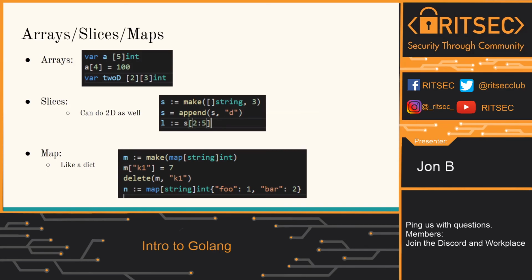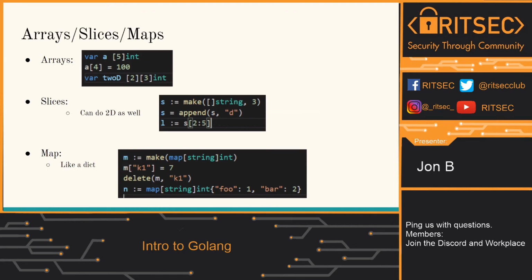You can delete slices. There's some weird slice manipulation techniques you can use, and I'll give resources for that at the end. But right there, it's adding to slice S the string D. And then in that L variable below it, it's declaring an L variable with a slice, using the slice values from 2 to 5. So that's a nice notation that they have in Golang, and it's extremely easy to manipulate these slices.